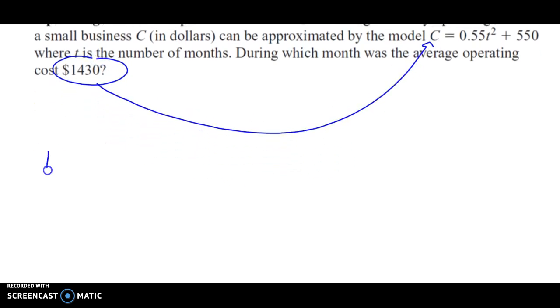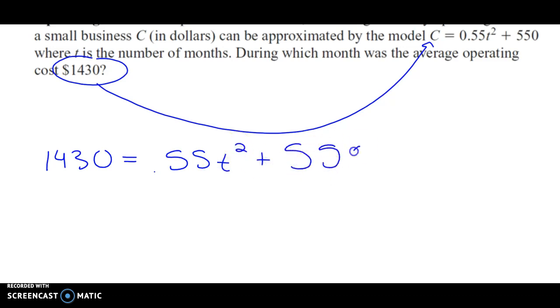So let's rewrite it out. 1430 equals 0.55 T squared plus 550.